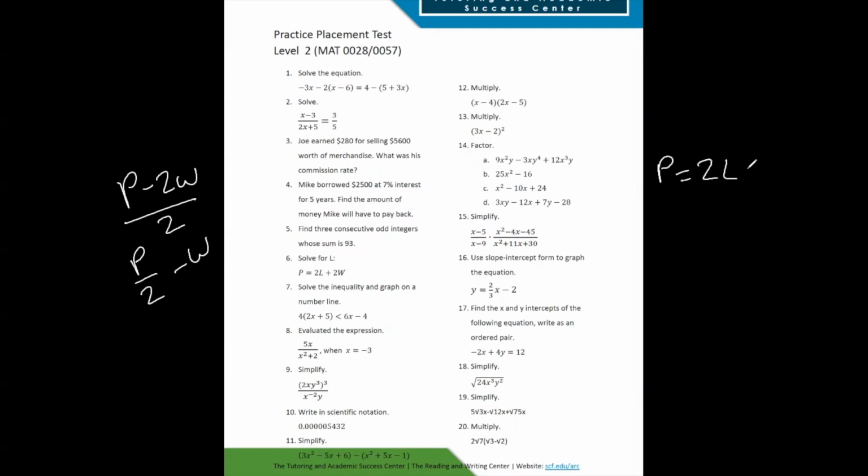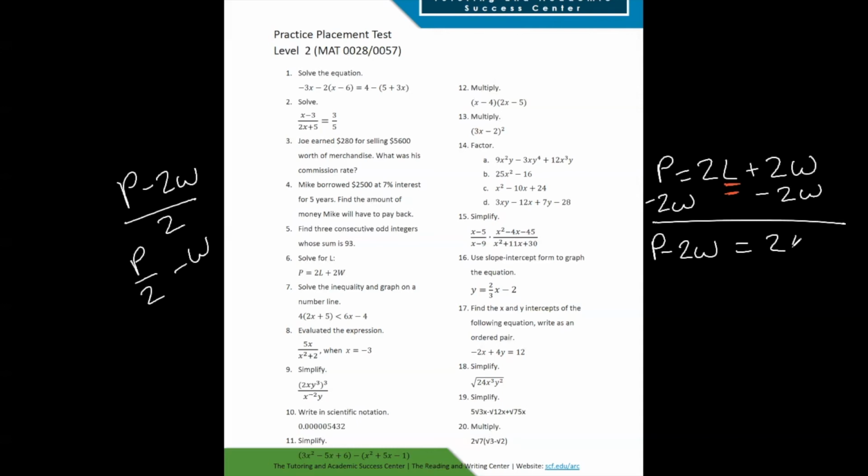P equals 2L plus 2W. We want to solve for L, so the L won't move, but everything else will. When you're using inverse operations, you're going to start with addition and subtraction. So we're going to move the entire term 2W. Because it's positive 2W, we're going to subtract 2W. What that means is on the left-hand side, we have P minus 2W equals 2L. My 2W's on the right-hand side will cancel out. My last step, in order to keep the L by itself, is to divide both sides by 2. So you get L equals P minus 2W over 2.